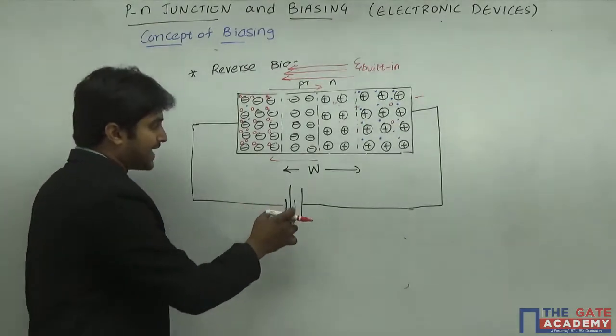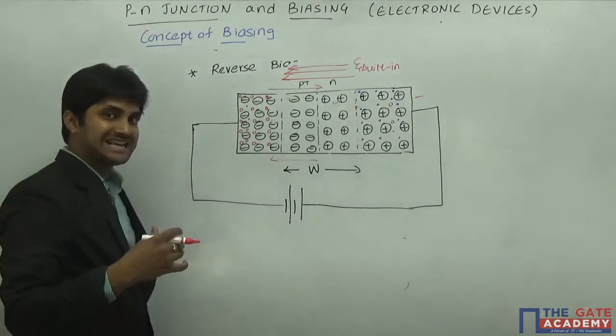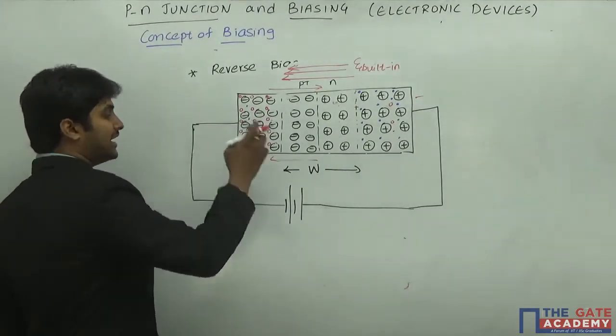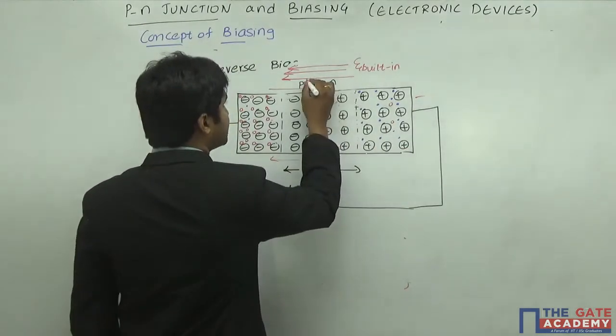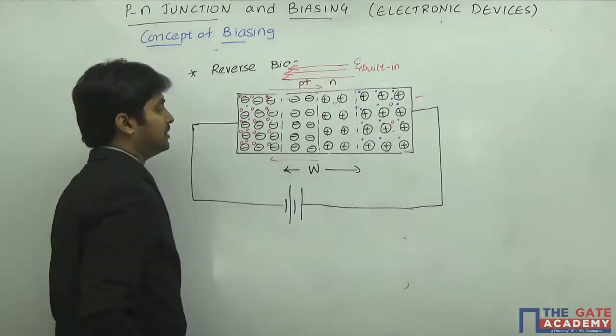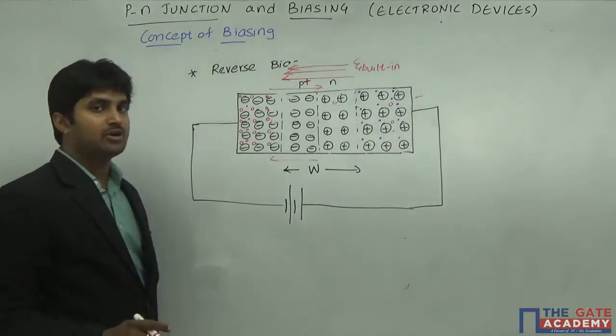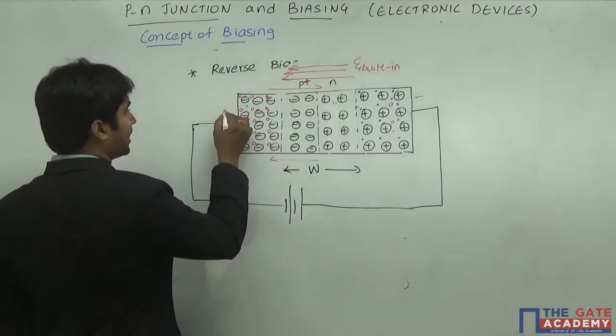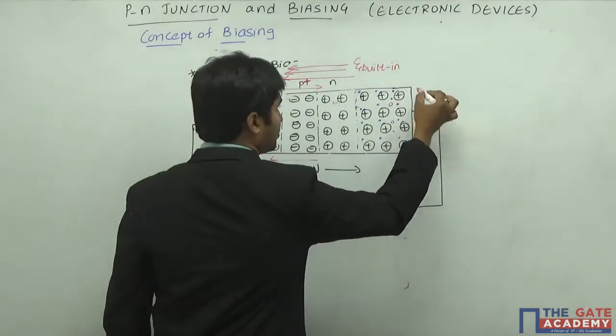Now, we are applying a particular voltage in such a way that the negative terminal of the battery is connected to the P side and the positive terminal of the battery is connected to the N side. So by doing that, it means that negative is applied here, positive is applied here.